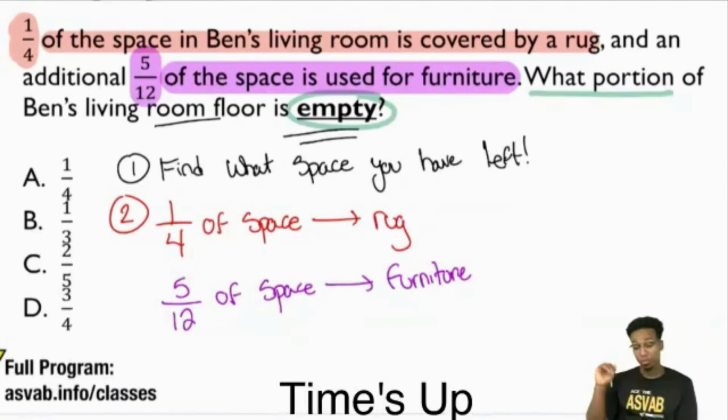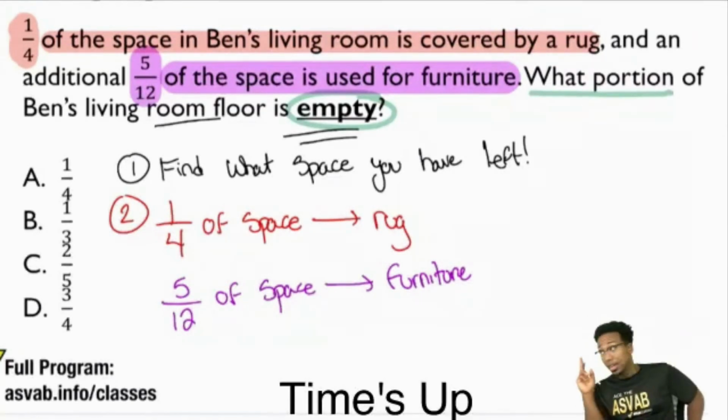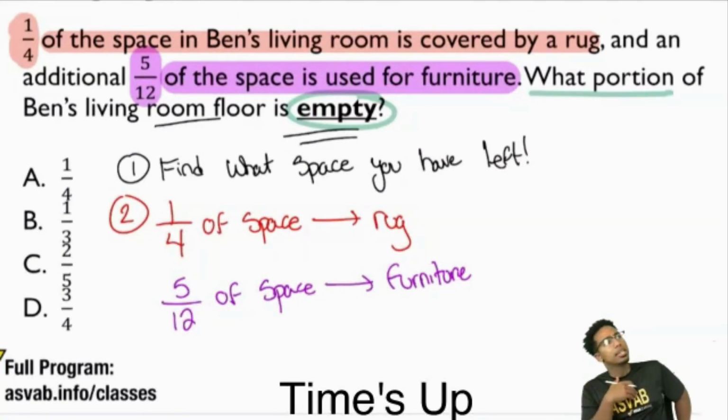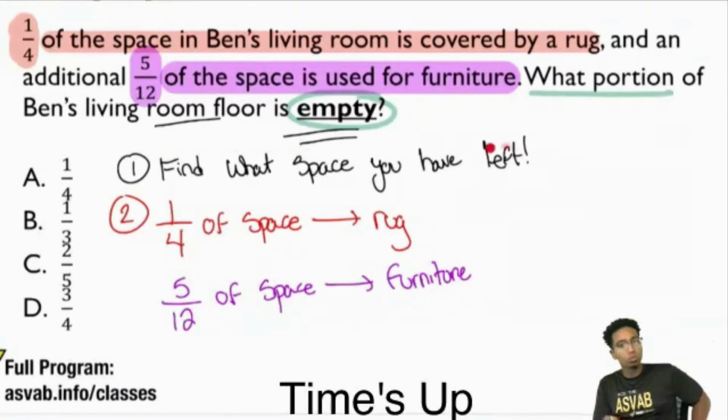All right, that's all I expected if you did step 2. We know that that much space is for the rug, that much space is for the furniture. Cool. Okay, this is where step 3 comes into play. Step 3 is, what are we trying to do? And how does this help us?